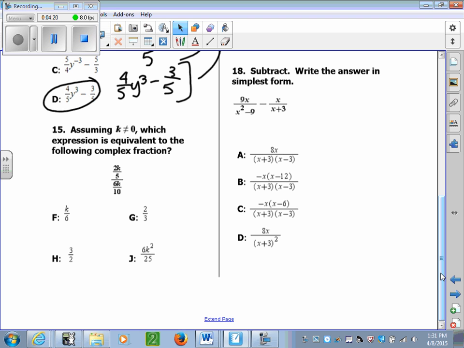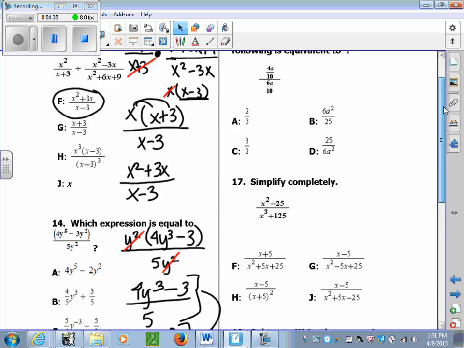Another division problem. Let's skip this one actually. Yeah, we're gonna skip that one. If you want to work this one out, I will tell you the answer is G, which is 2/3. But I'm not gonna solve it out on the video.